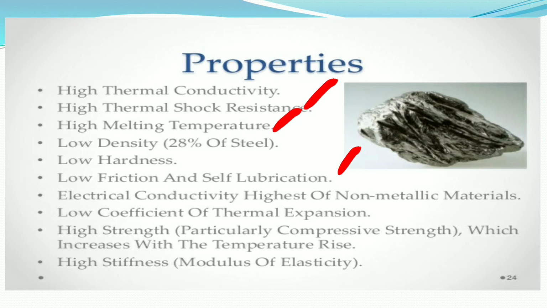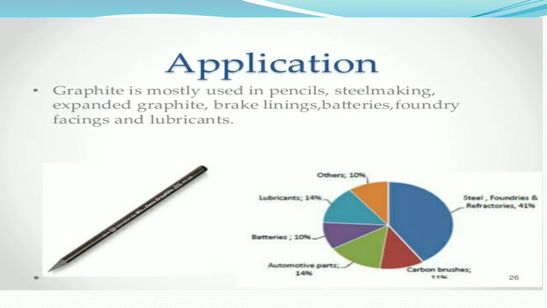The electrical conductivity is the highest of a non-metallic material, with a low coefficient of thermal expansion, high strength which increases as the temperature rises, and high stiffness. Next we are going to learn the applications. Graphite is mostly used in pencils, steel making, expanded graphite, brake lining, batteries, and foundry facing, and it is used as a lubricant.